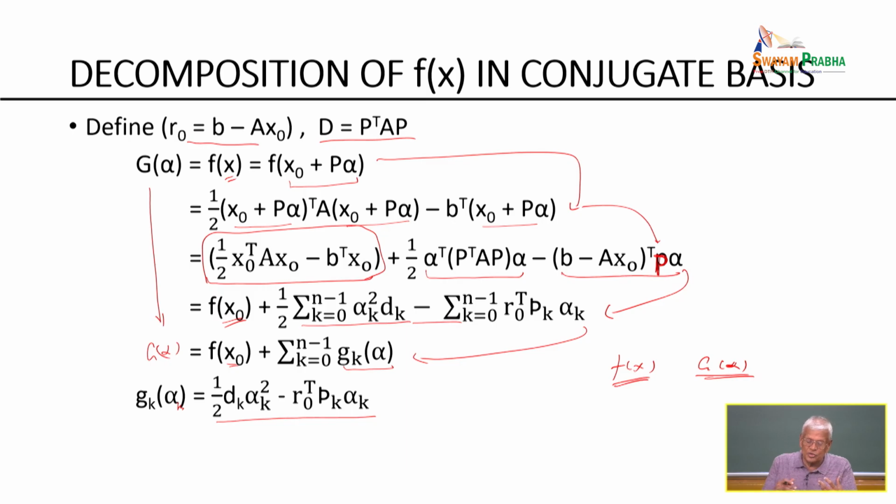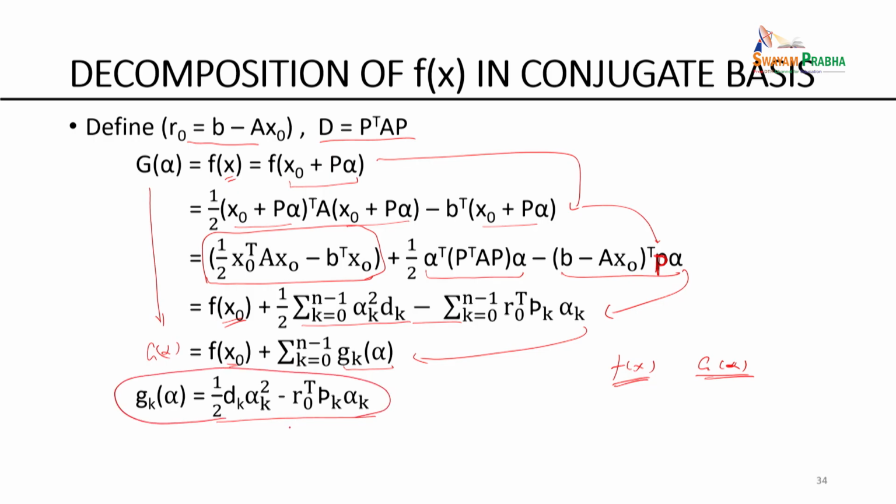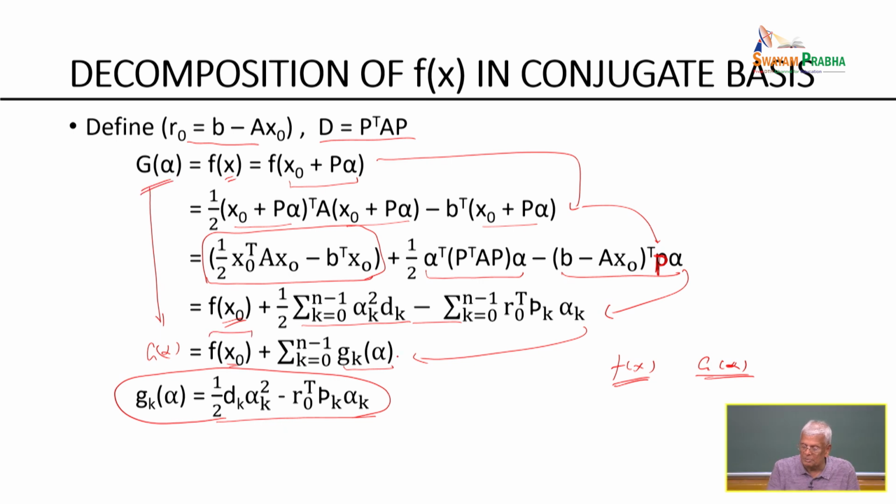And what is the advantage? The advantage is divide and conquer. Alpha is a scalar variable. So, g of alpha is a one dimensional function. I am trying to represent an n dimensional function as a constant plus a sum of n one dimensional functions. Divide and conquer is active here.